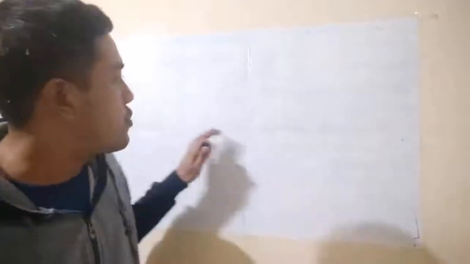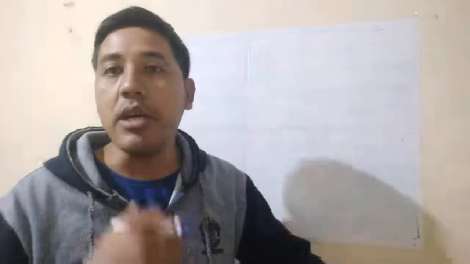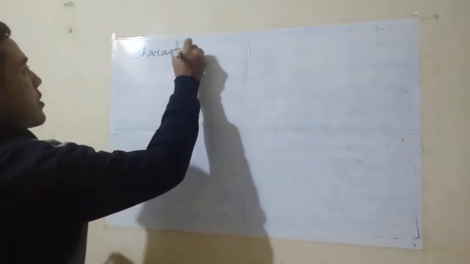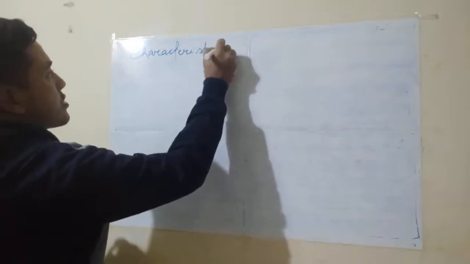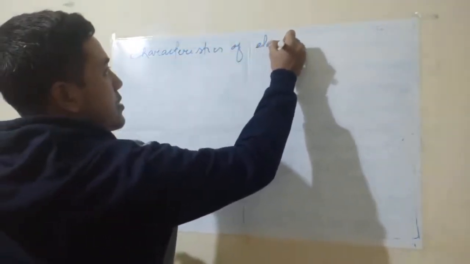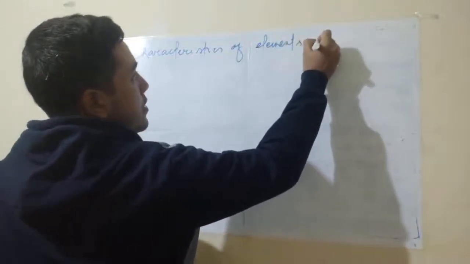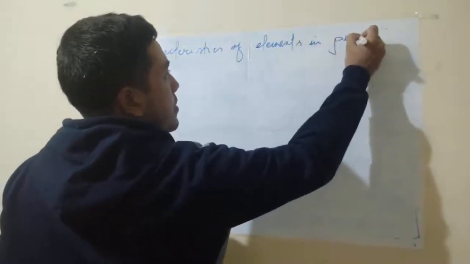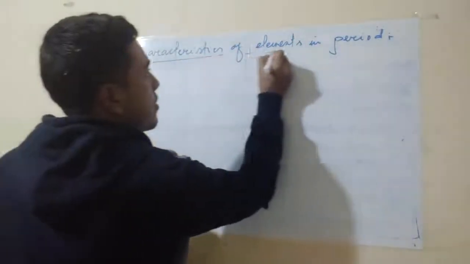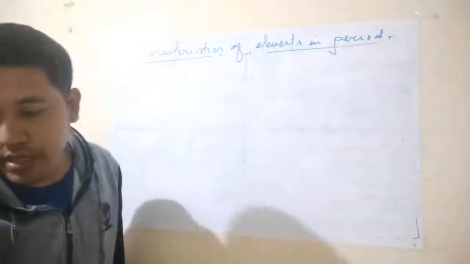Without wasting time, today I will start explaining about the characteristics of the period and the group of the modern periodic table. Right, look here. The first one, characteristics of elements in period.